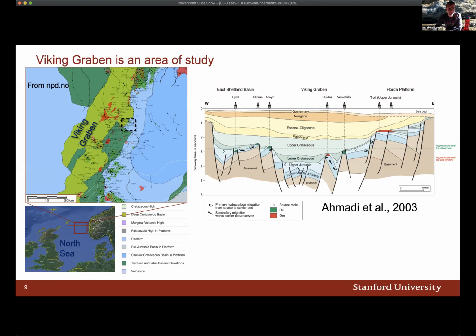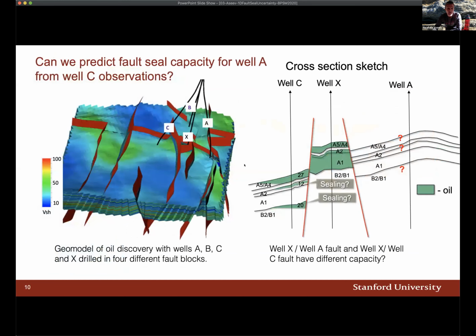AKBP kindly provided us with regional basin models, fault and surfaces, 3D reservoir models, and the well data of one of the recent oil discoveries. So the oil discovery includes 4 wells, A, B, C, and X, which hit different fault blocks. Wells A, C, and X have different column heights at the same stratigraphic level. Well B is reported as dry. Our data consists of wells A, C, and X. Well X is on the upthrown part of the fault block, others are on the downthrown part.